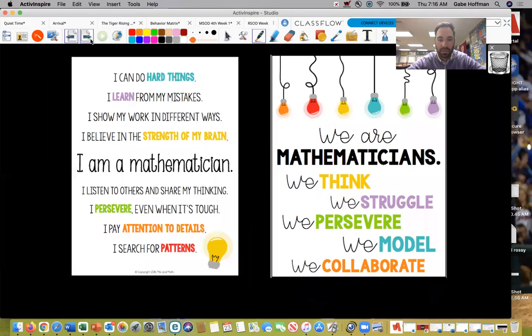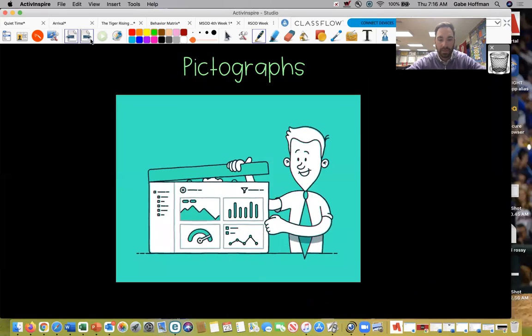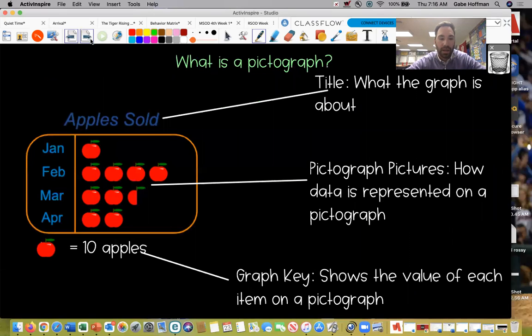We're also going to look today at what we call pictographs, which is where you have pictures that represent a piece of data on the graph. So let's talk about a pictograph. The top, just like before with a bar graph, you have a title. The title of this one is Apples Sold. In a pictograph, pictures are how data is represented.